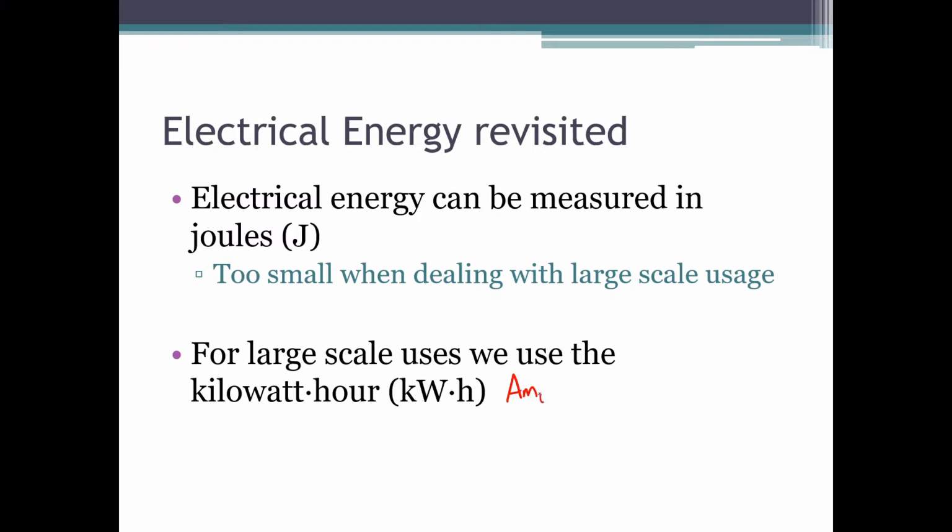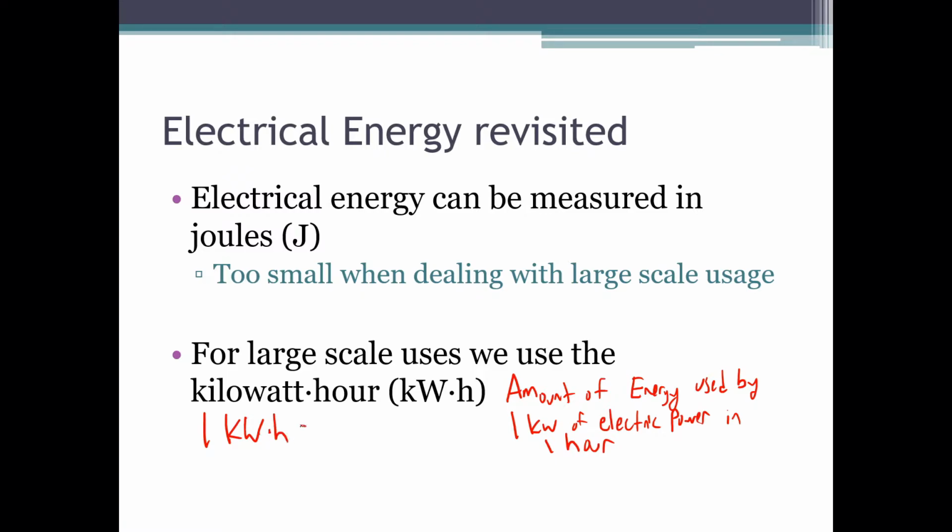Basically, this is the amount of energy used by 1 kilowatt of electric power in 1 hour. You can calculate the joule equivalent as 1000 watts times 3600 seconds, and I think this will end up being something like 3.6 times 10 to the 6 joules of energy.